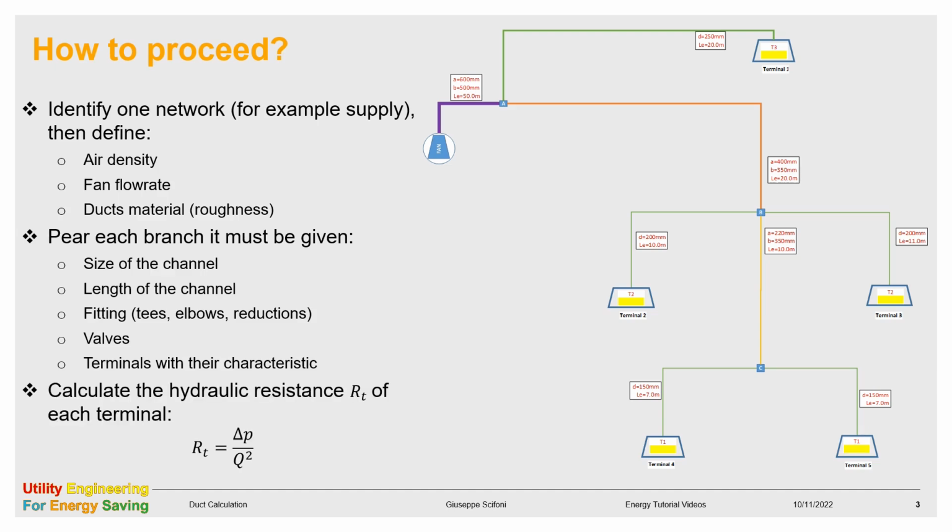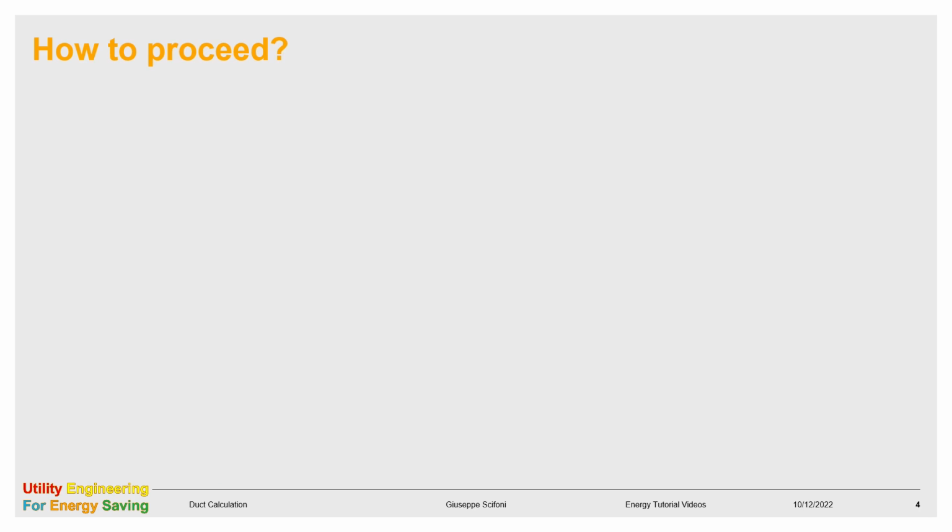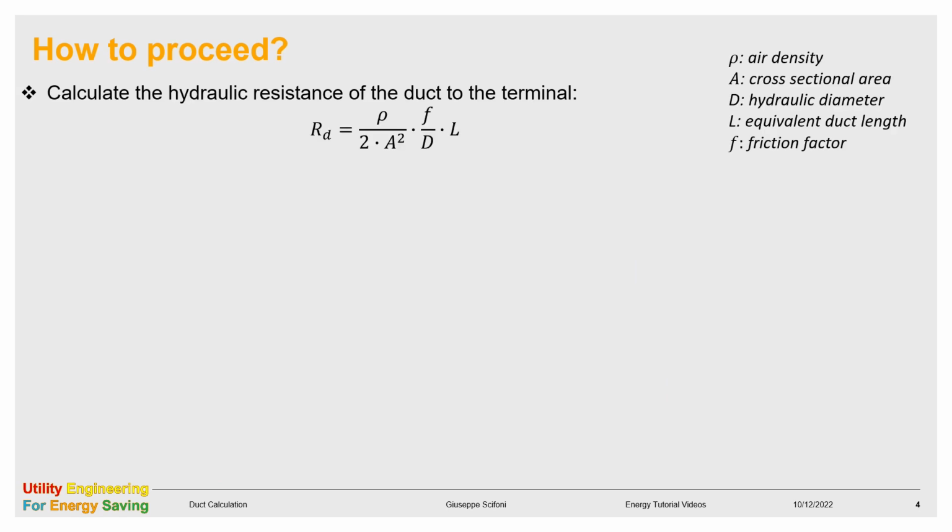Then we need to calculate the hydraulic resistance RT of each terminal by using this formula, where the delta P is the delta pressure across the terminal at a nominal flow Q. Now we calculate the hydraulic resistance of the duct up to the terminal using this formula, where ρ is the air density, capital A is the cross-sectional area, capital D the hydraulic diameter, capital L the equivalent length of the duct, and F the friction factor, as displayed in the legend.